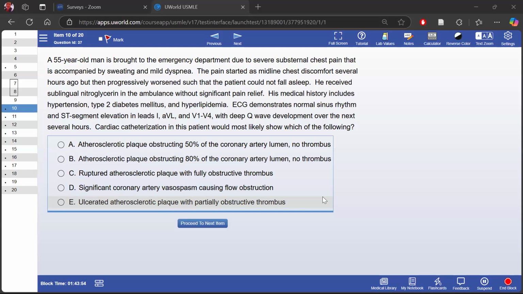Okay, so I want us to attach a diagnosis to each option. I want to approach this differently. Instead of reading the vignettes first and coming back to the question and the options, tell me about option A. What will be the diagnosis for a patient with option A? If I check coronary artery catheterization and I see atherosclerotic plaque obstructing 50%, but there's no thrombus, what will be my diagnosis? Oge says stable angina.